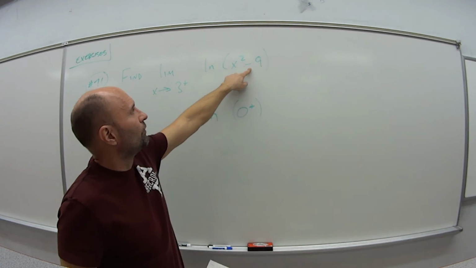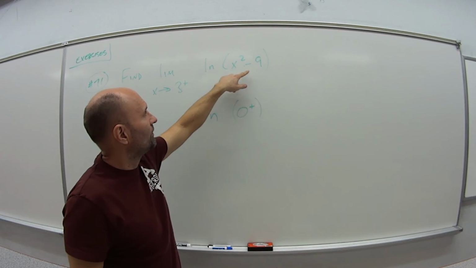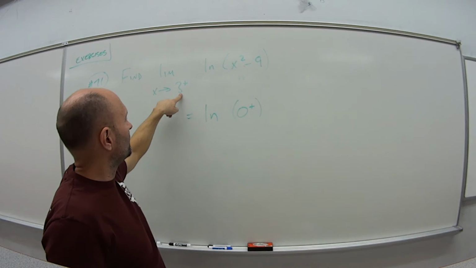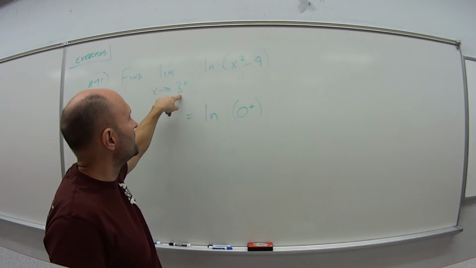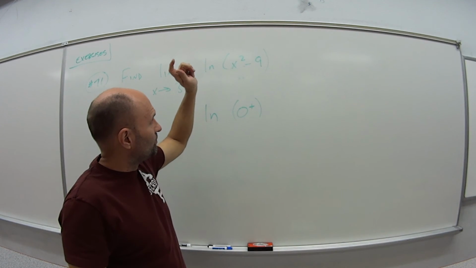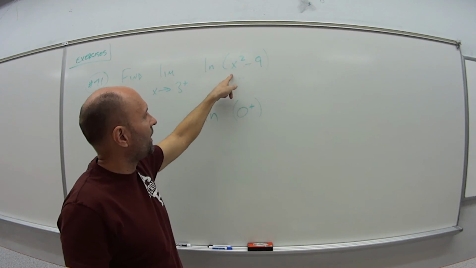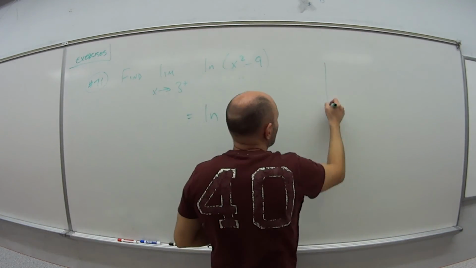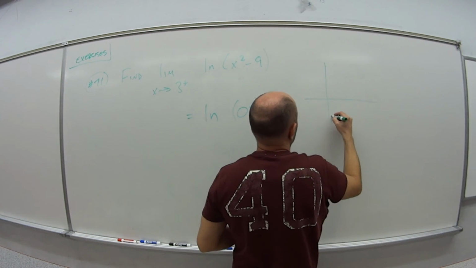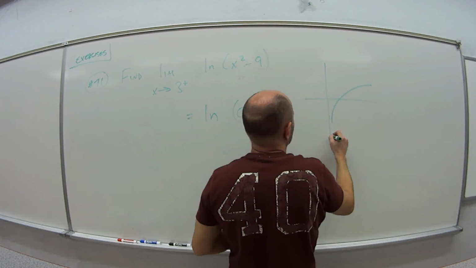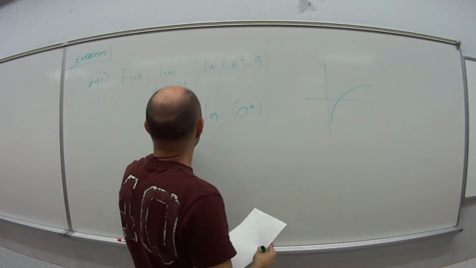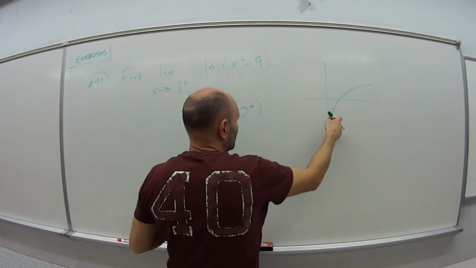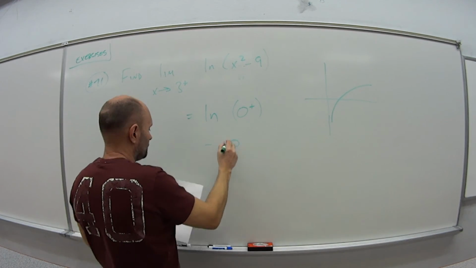So I'm really trying to find the natural log of this guy, which is really just the natural log of 0 from the right side. This thing's going to get closer and closer to 0. It'll never hit 0 because we're never actually going to 3. So it's always going to be a really small positive number. And so now remember, what does our natural log graph look like? It looks like this. So the limit of natural log of 0 from the right side is what? It's negative infinity.